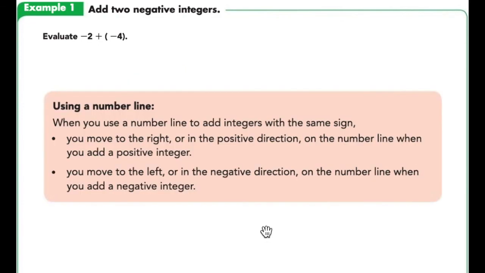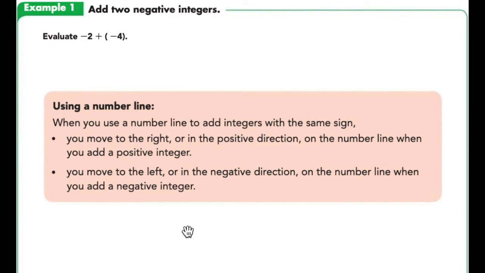If we're going to use a number line to add integers, there are two basic rules that you need to follow. You move to the right or in the positive direction on a number line when you add a positive integer, and you move to the left or the negative direction on the number line when you add a negative integer.